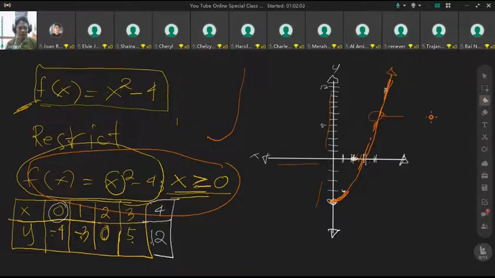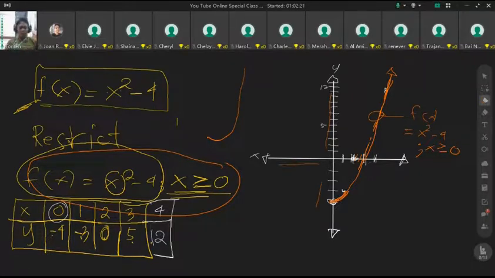This graph is f of x equals x squared minus 4, wherein x must be greater than or equal to 0.